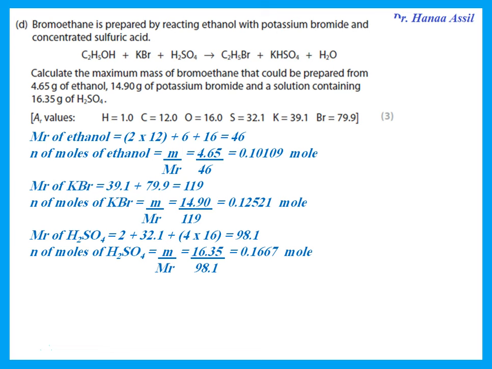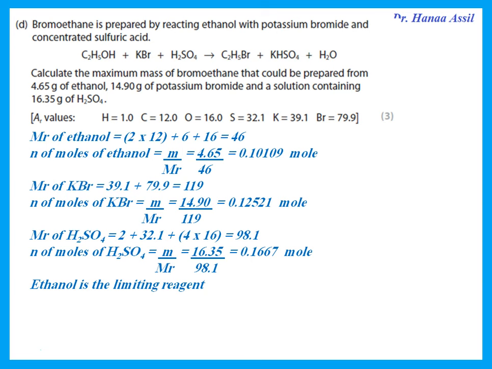So the limiting reagent, if you look at the equation, they should all be the same. So the limiting reagent is the one that has the lower number of moles. So which one has lower number of moles? The ethanol is obviously the limiting reagent. So that means if I have 0.101 of ethanol, I should need only the same number for KBr and the same number for sulfuric. So the others are in excess. So we decide that ethanol is the limiting reagent.